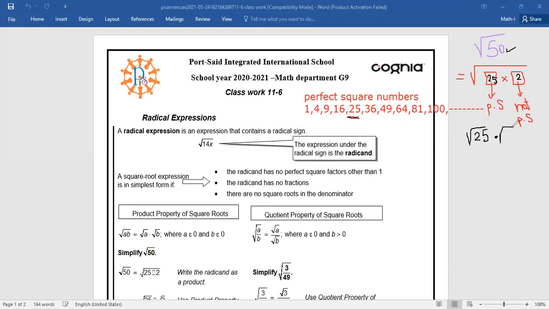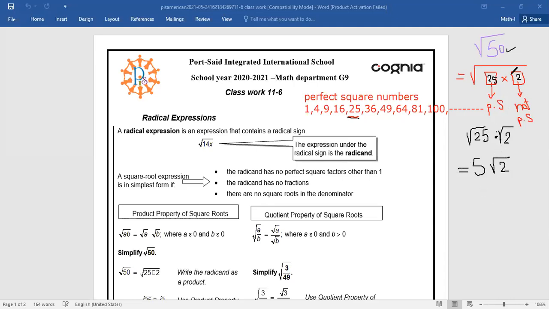One of them is perfect and the second is not. Then now it's easy to say that I can find the square root of 25, which is equal to 5. And we will keep the second one the same under the radical sign. So the answer now will be 5 square root 2.